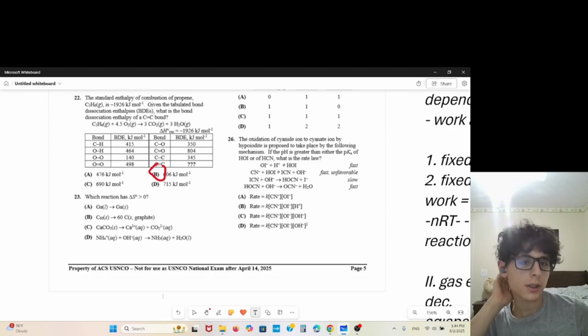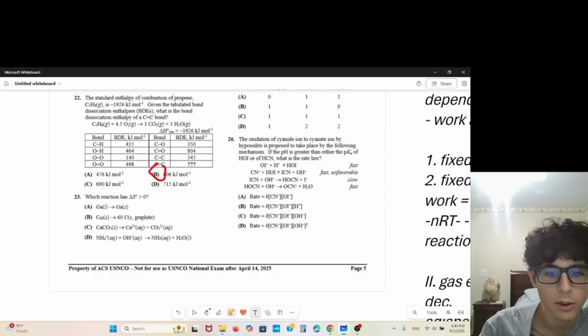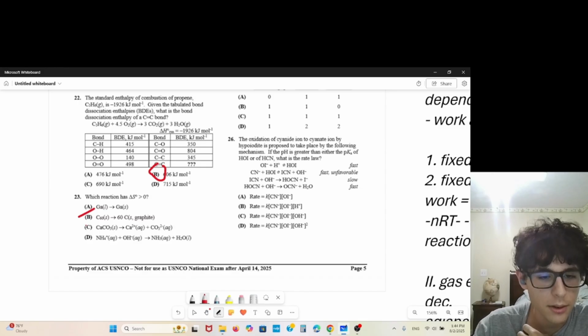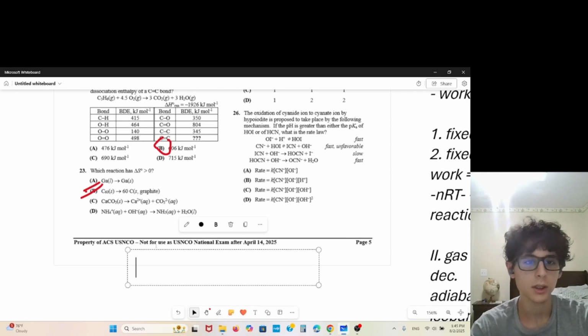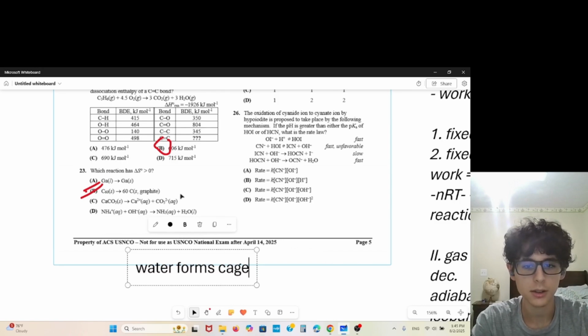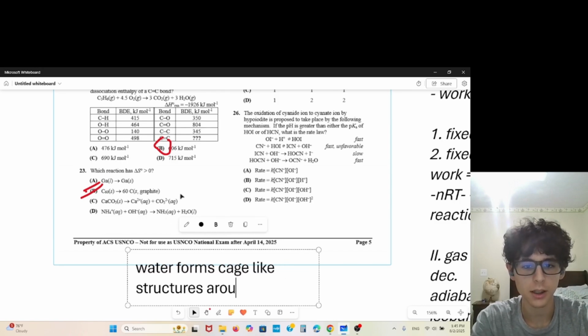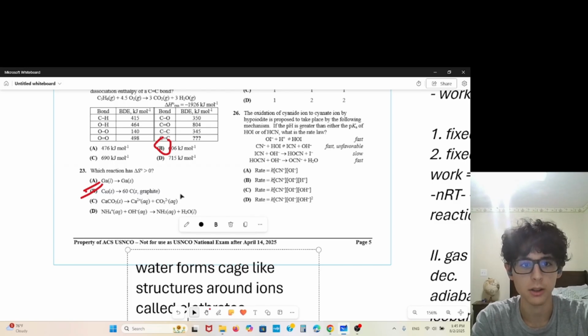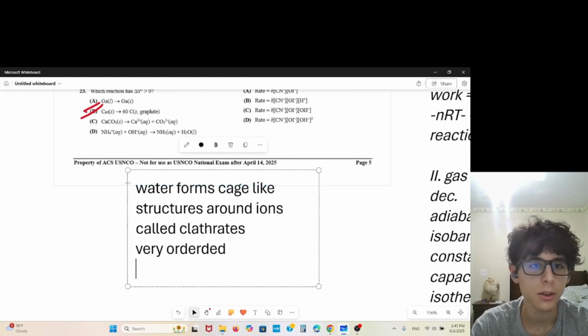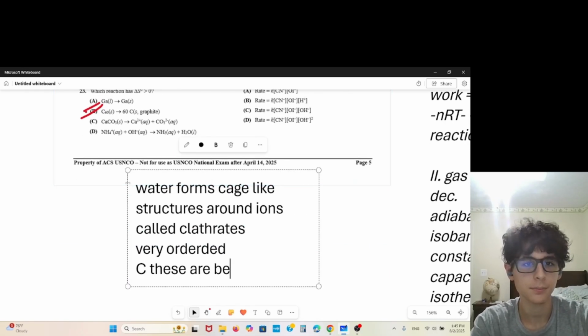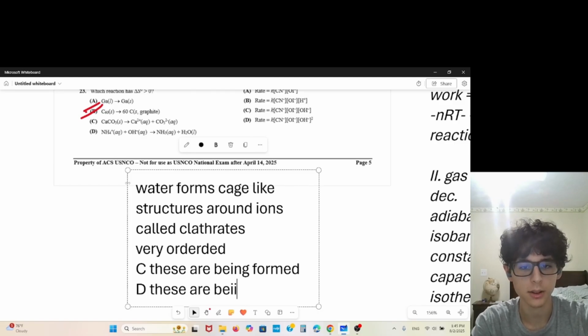Anyways, what reaction has delta S greater than 0? Obviously not 1, not 2, because graphite is a lot more ordered than just the buckyballs. This is about aqueous stuff, so pay attention here. Water forms cage-like structures around ions called clathrates. These are very ordered, like super ordered, right? So in C, these are being formed. In D, these are being broken because H2O is being released.